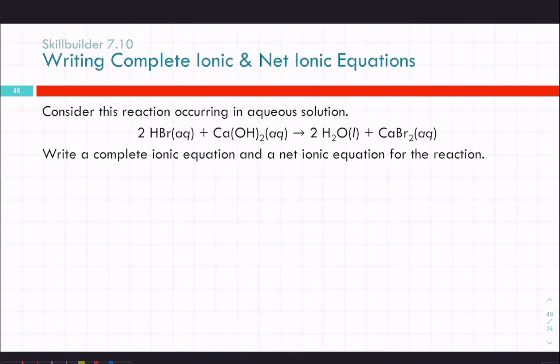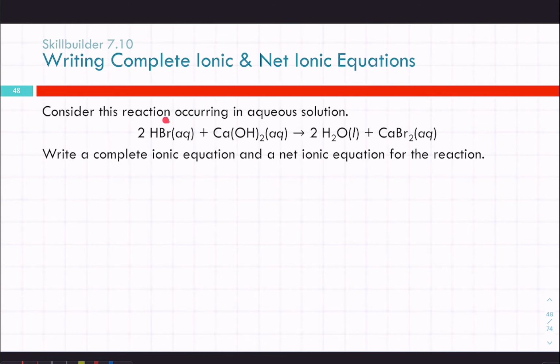So we're given a reaction here, a balanced reaction. So we have some coefficients in there. I'm going to rewrite this as the complete ionic equation and then a net ionic equation for the reaction. So starting with the complete ionic equation, we'll take everything that's not a liquid, solid, or gas, and we'll break those apart into the constituent ions.